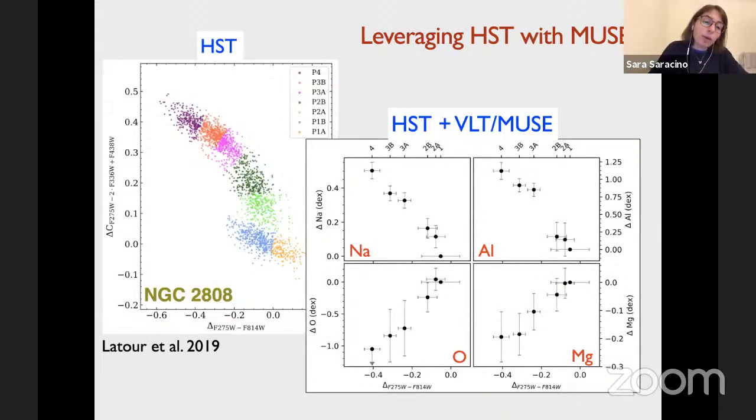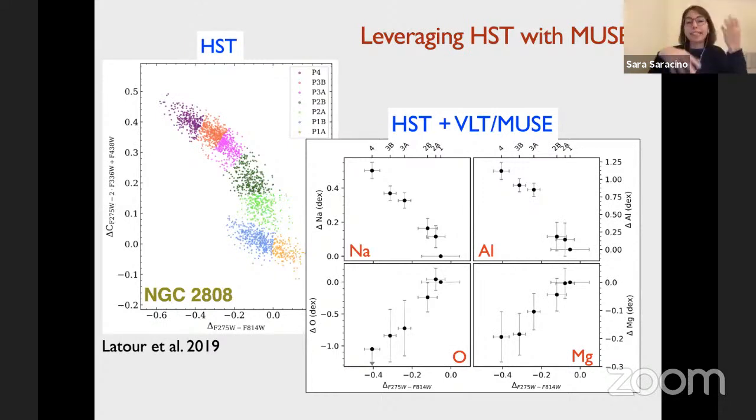So now I want to talk to you about something that I have been working on very recently, and I'm very excited about, which is the possibility to complement our HST observations, and so all the information that is embedded in the chromosome maps, with VLT MUSE observations. The VLT MUSE spectrograph is an IFU spectrograph that is low resolution, but it has the power to get a lot of spectra for many stars at the same time, so that you have a big sample of stars.